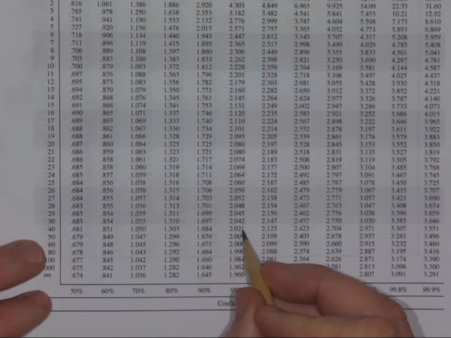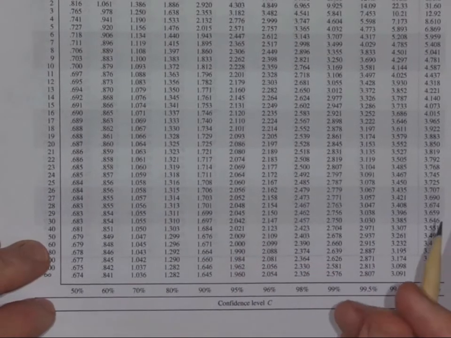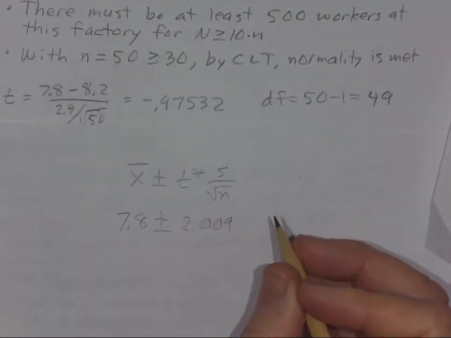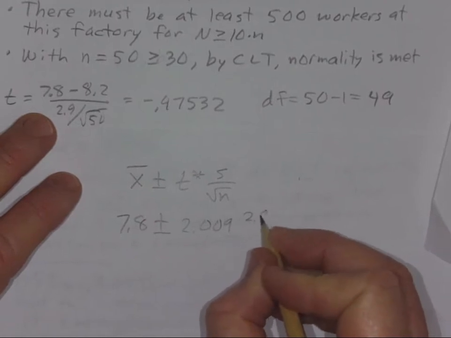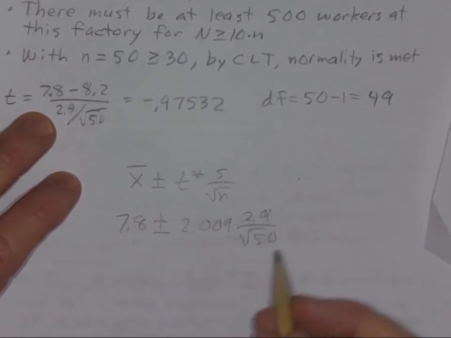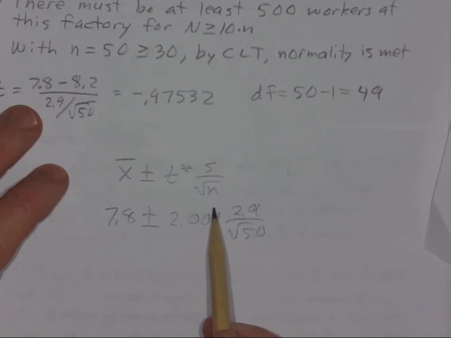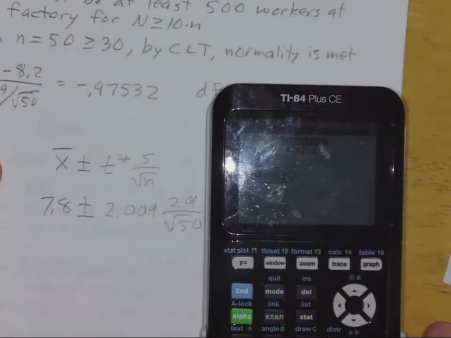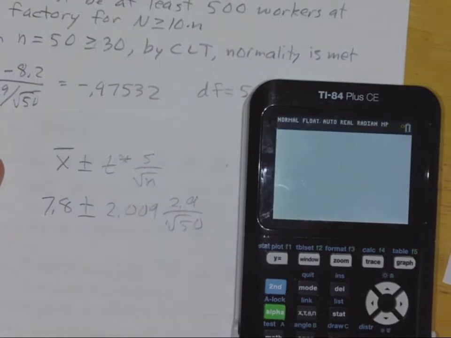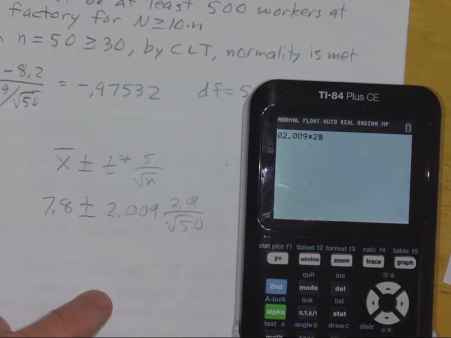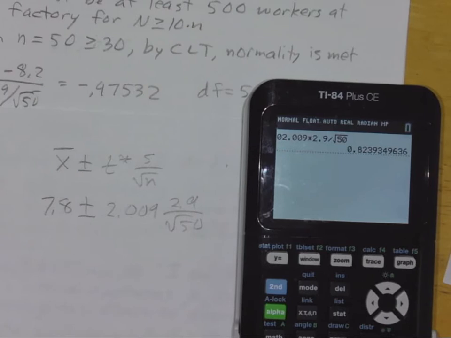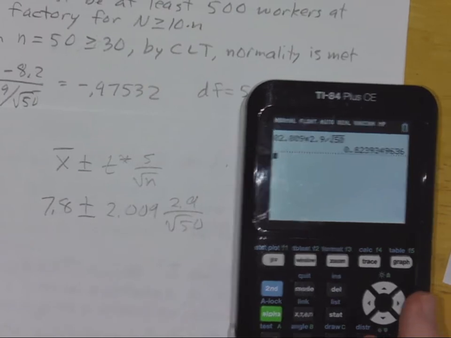If you wanted to, you could prorate it between that and that. We'll just use 2.009. And then the standard deviation of our sample is 2.9 over the square root of 50. That whole term, remember, is the margin of error. That is a common question that we've done many times. How do you find the margin of error? Well, that's going to be 2.009 times 2.9 divided by the square root of 50. And so it in fact is 0.824 approximately.